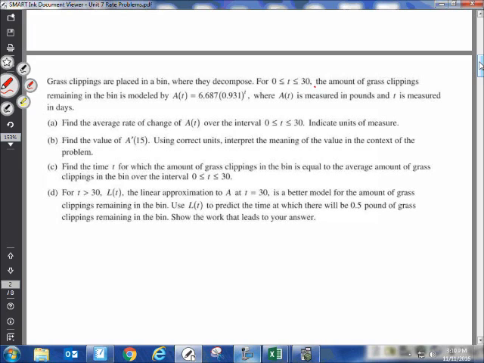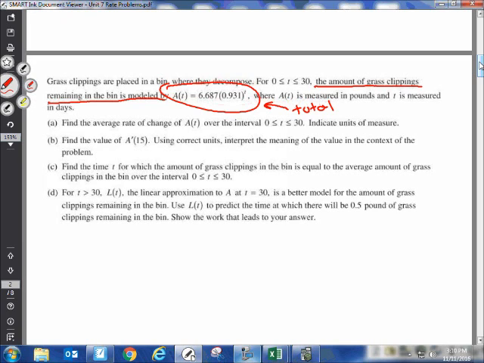Read the question. It says the amount of grass clippings remaining in the bin is modeled by A of T. Is capital A of T a rate? No. This is a total amount. This is not a derivative. This is a total. So that helps you. If they ask you to find A prime, well, that'd be the rate of change of the amount of clippings. That would be kind of what we looked at in the previous problem.